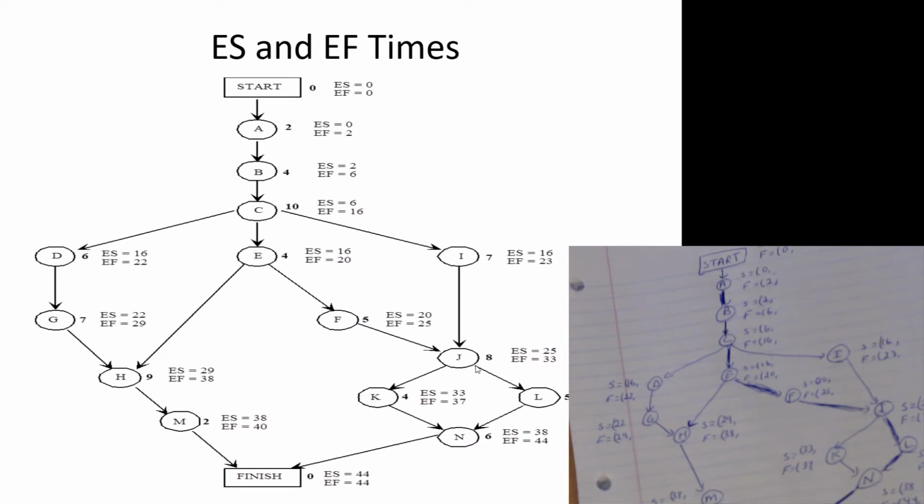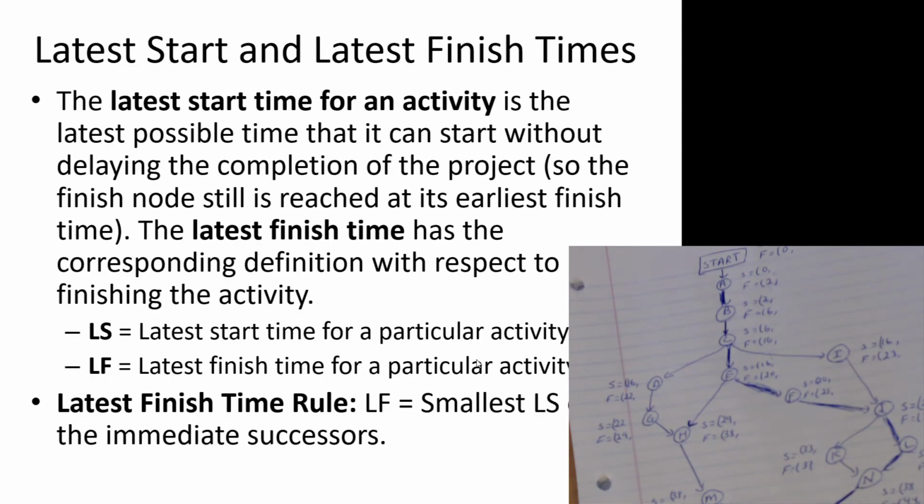So that's about the only challenging part with the earliest start and earliest finish. Now, the more interesting case, the trickier case actually, is latest start, latest finish. And when we say latest start, latest finish, it's the latest possible start and finish time such that the entire project is not delayed. So right now we have a project that's going to take 44 weeks.